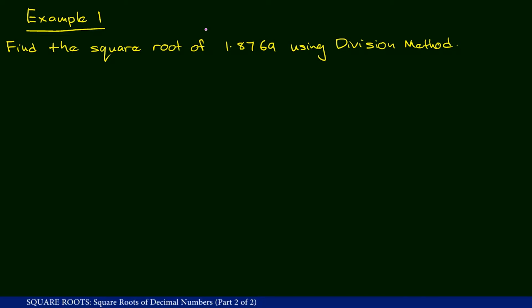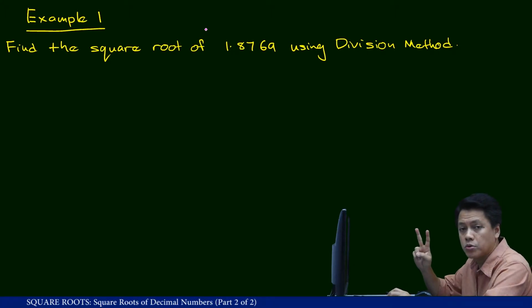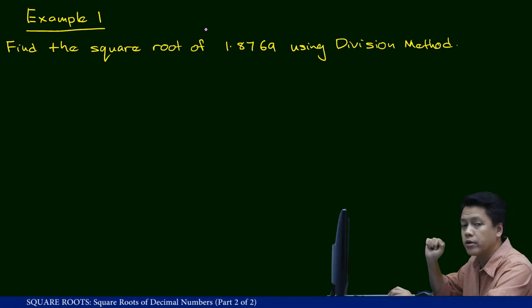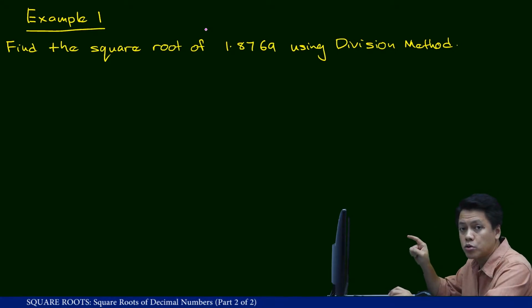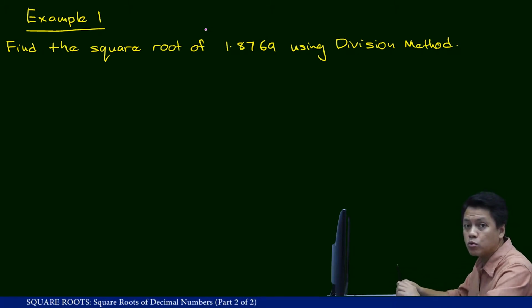So let's take a look at example 1 here. Find the square root of 1.8769 using division method. And I'm going to show you two methods to do this. The first method is by stripping the decimal point, and I'm going to show you how to do that. And the second method is going to be retaining the decimal point and doing it directly through division method. And let's do the first method first.